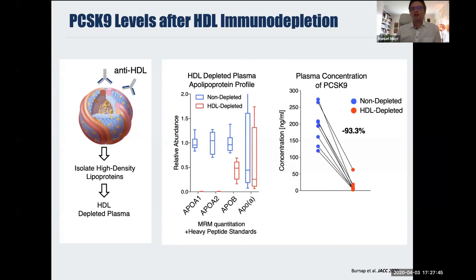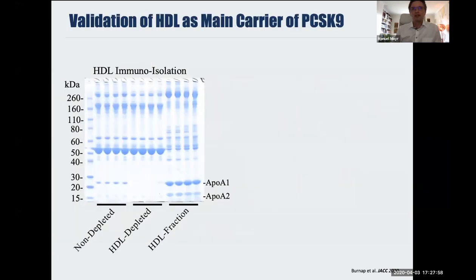But yet, if we look at the plasma concentration of PCSK9, almost 90% of the PCSK9 plasma concentration is removed after HDL depletion. So what this suggests is, as I mentioned earlier, that indeed HDL is the main carrier of PCSK9 in the circulation, and that this may be a novel function of HDL.